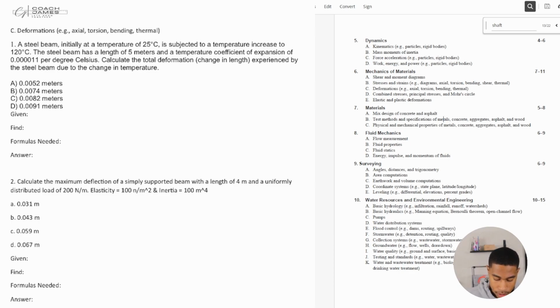Number one says, a steel beam initially at a temperature of 25 degrees Celsius is subjected to a temperature increase to 120 degrees Celsius. The steel beam has a length of 5 meters and a temperature coefficient of expansion of 0.000011 per degree Celsius. Calculate the total deformation, the change in length, experienced by the steel beam due to the change in temperature.